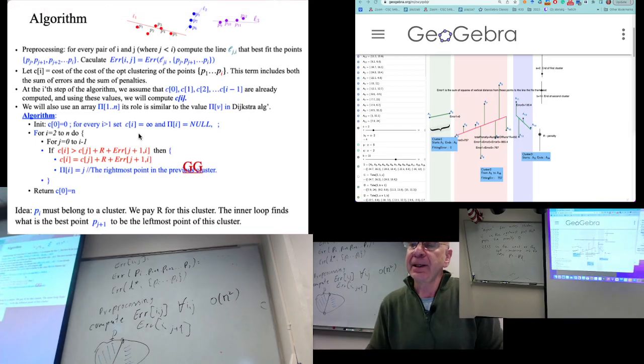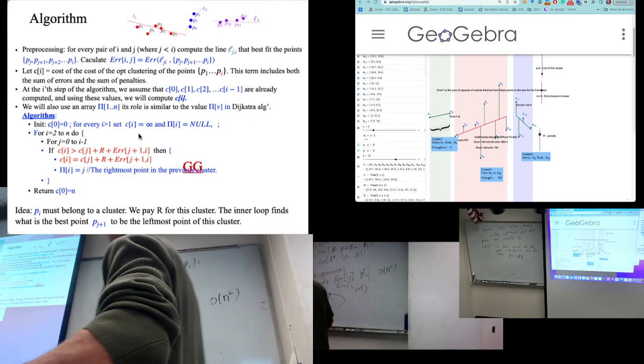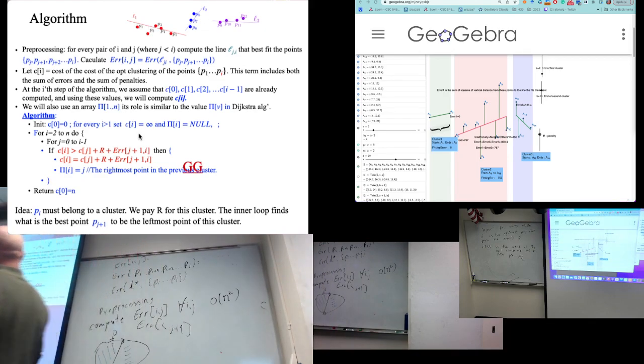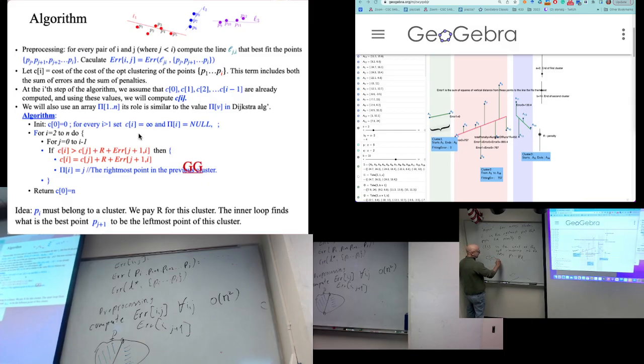Okay, finally, what's the algorithm? So, if Ci is the cost of the optimal clustering from P1 to Pi, then obviously C of 0 is 0. To cluster 0 points, I don't need to even pay my penalty.